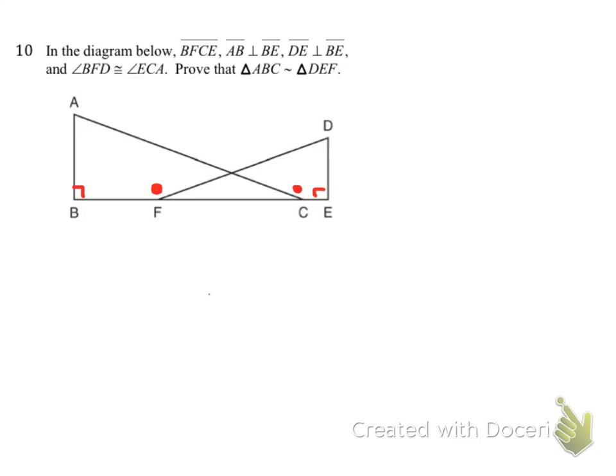But wait a minute. Notice the triangle which we are looking at is ABC. ABC triangle looks like this. Can you see that the dotted angle, either one of them, is not actually one of the vertex angles here? No.